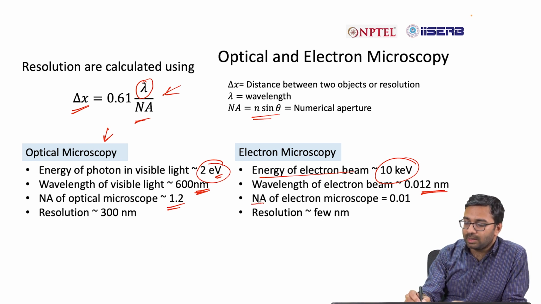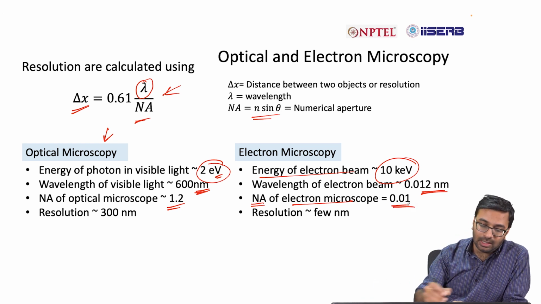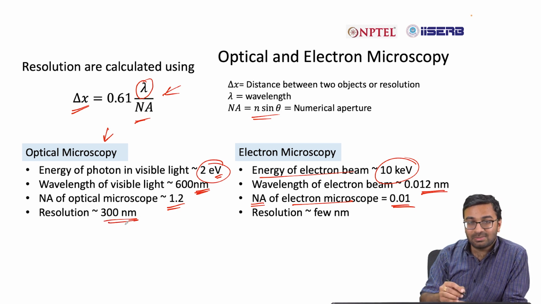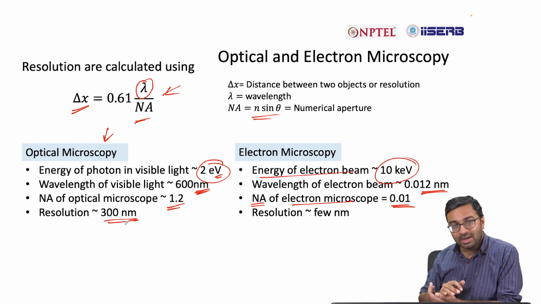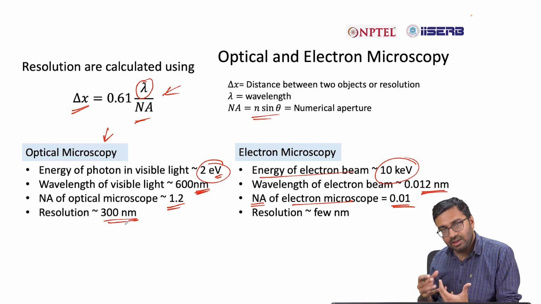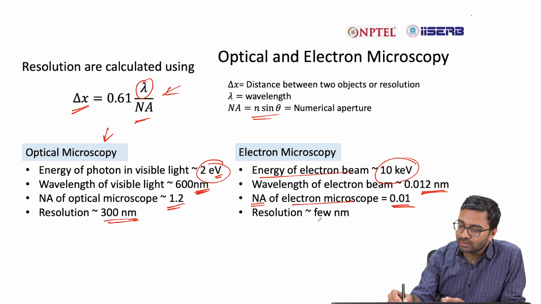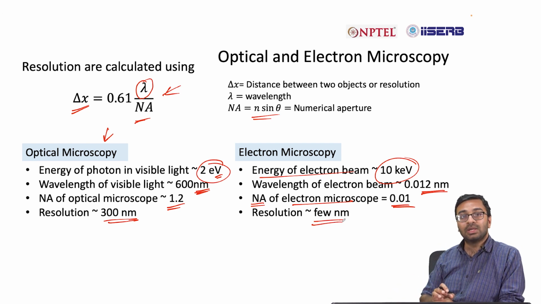Then numerical aperture of optical microscope is around 1.2. However, the numerical aperture of electron microscope is significantly less. It's 0.01. Then resolution for optical microscope is 300 nanometer. That is probably the theoretical limit. In practice, if you go below 1 micrometer, you'll start finding imaging difficult. However, resolution for electron microscope is few nanometer, and sometimes it's in angstrom.